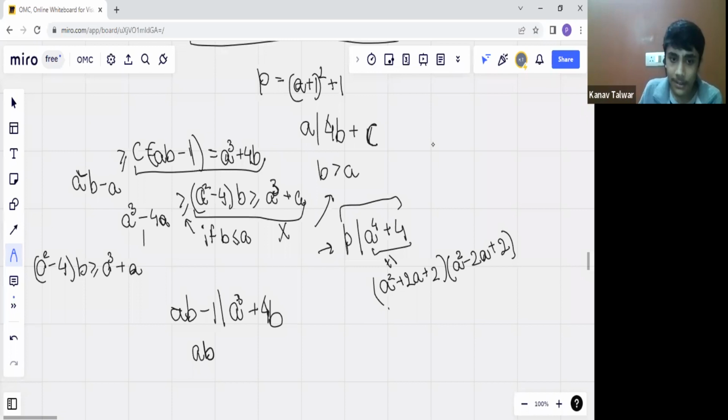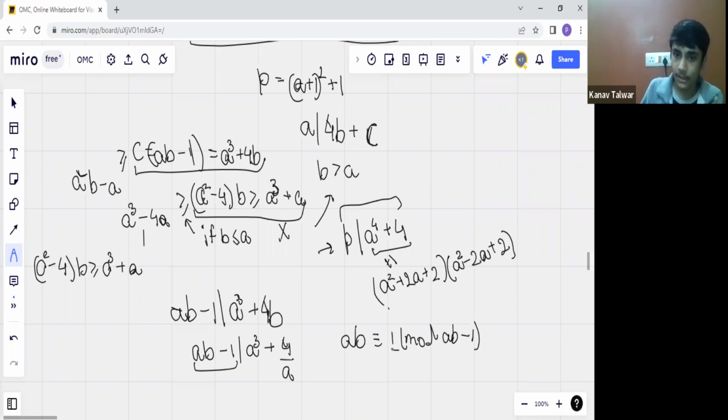We can get AB minus 1 divides A cubed plus 4 divided by B, 4 divided by A, I'm sorry. Just because we are working modulo AB minus 1, AB is congruent to 1 mod AB minus 1. So we have that B is congruent to 1 by A.